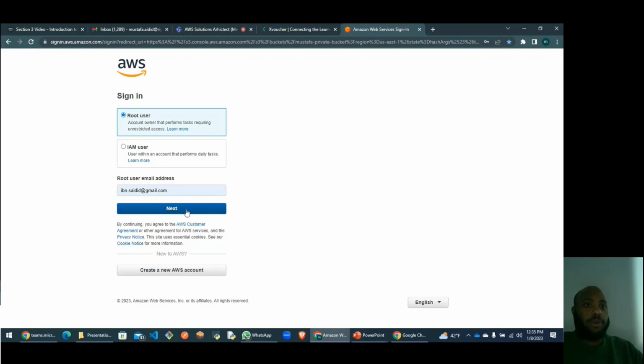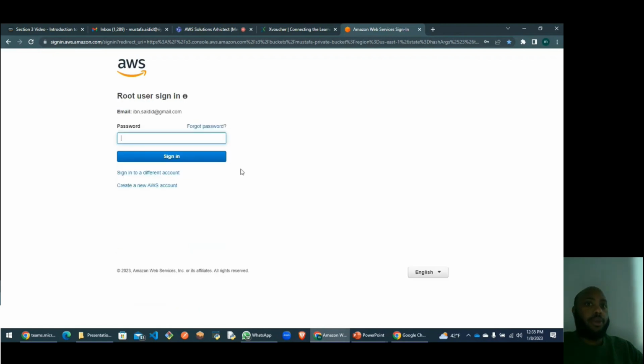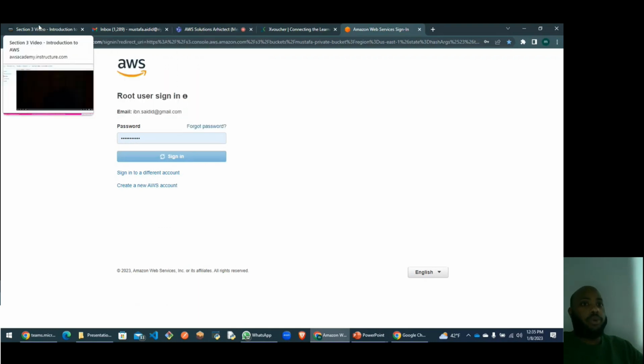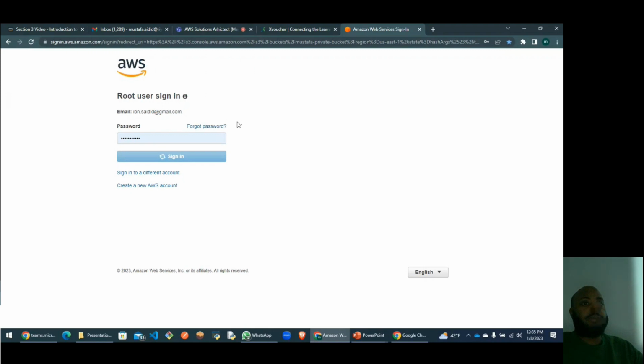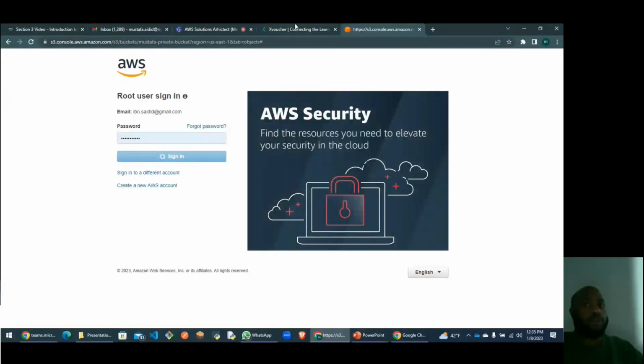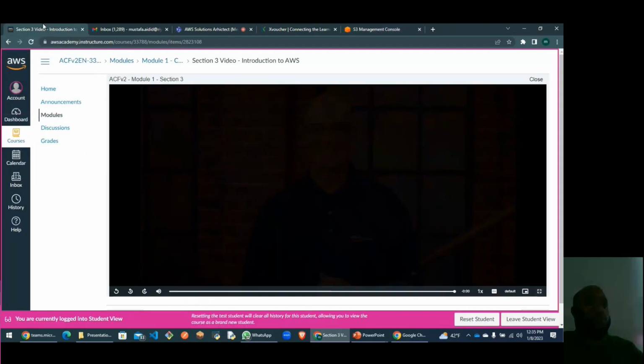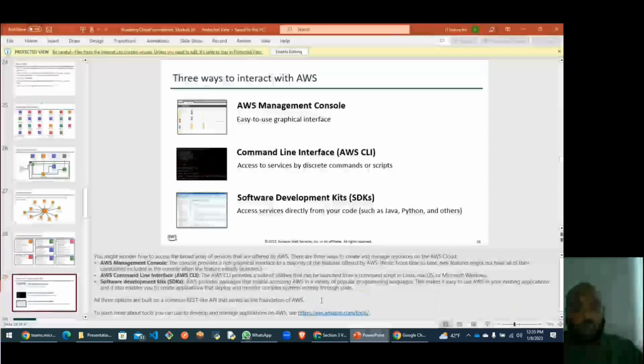So this is going to be your management console, and you could simply go ahead and connect this way. And then once you have this, this is how you connect to the console. And this is your graphical user interface. We're going to look at those once we move forward in the class.